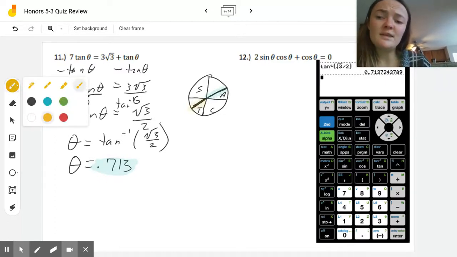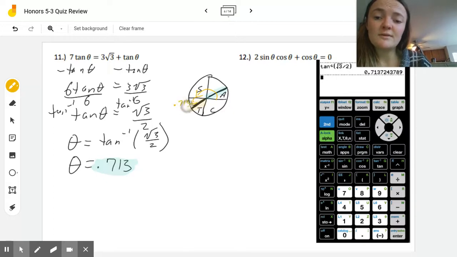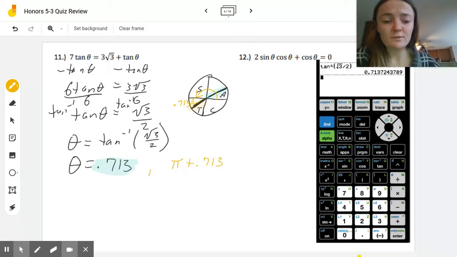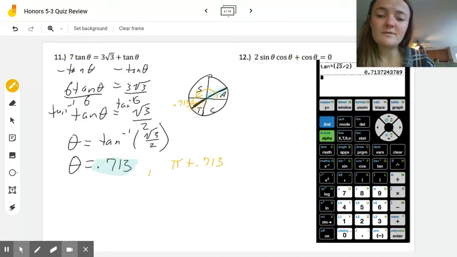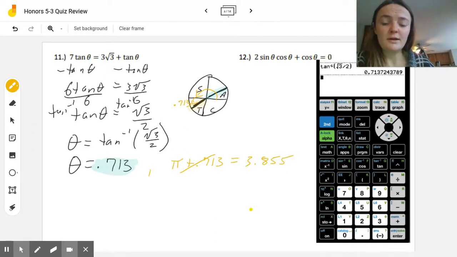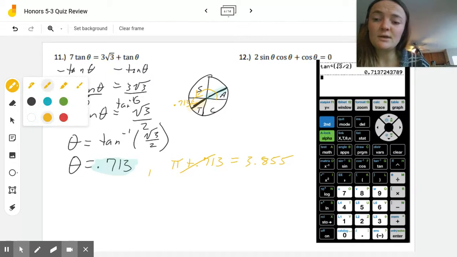Well, to get the yellow angle, I'm going to go an entire pi, and then I'm going to go an additional 0.713. And so to find the other angle, I'm also going to have pi plus 0.713. So if I say pi plus 0.713, hopefully my calculator is still up, so we'll just say that same answer plus pi. And we're going to get 3.855. So we also, for this one, get 3.855.